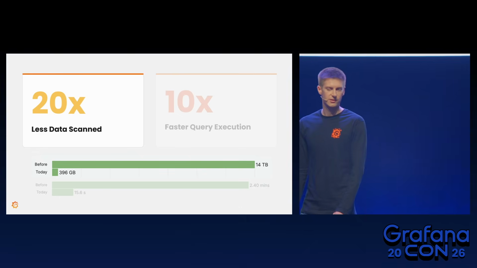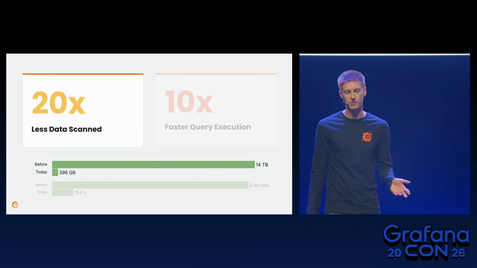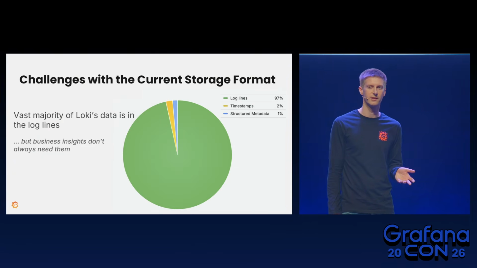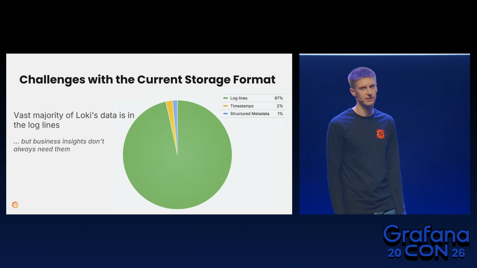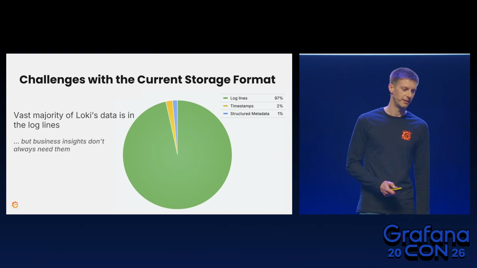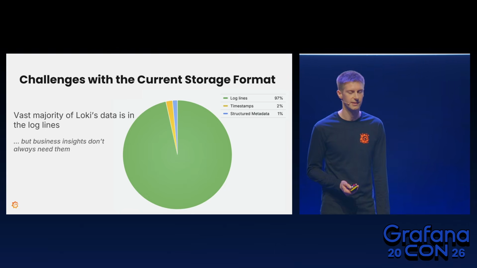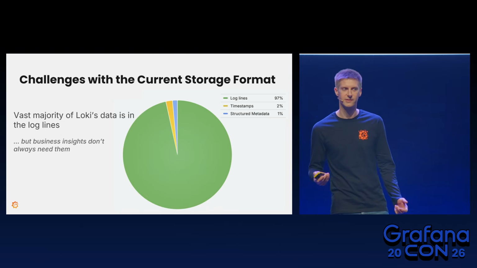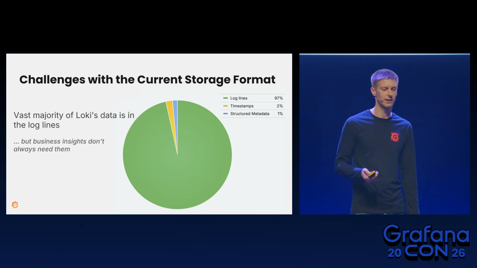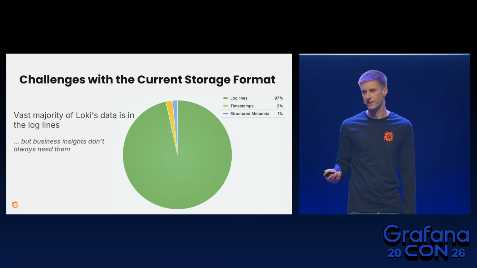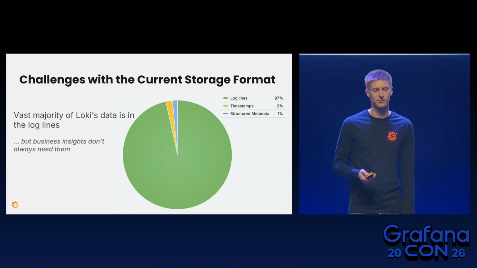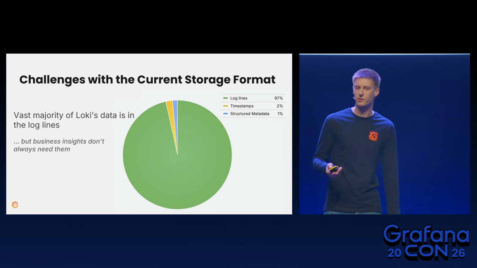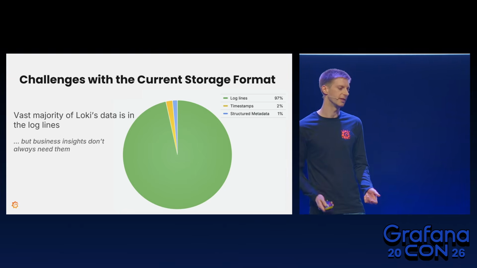There are a lot of factors that go into this, but we'll just look at the main one, which is challenges with Loki's current storage format. Loki today stores its log data in a format called chunks. We can see that up to 97% of chunks are storing log lines. That leaves just 3% of the data that we store being things that are not log lines, the timestamps, and any structured metadata you send us. This is the heart of the storage challenge for Loki, because today it will download and process all of this data regardless of whether it's needed or not.